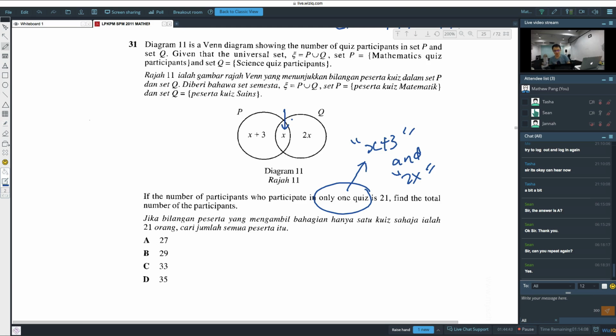So the question gives us the information that the participants in one quiz only is 21. That means x plus 3 plus 2x gives me 21. You solve the equation and you will get x equals 6. After you get x equals 6, you substitute 6 into your whole diagram. x plus 3 you will get 9, the x in the middle is just 6, the 2x becomes 12. And all the numbers you add together, you will get 27. This is how I do it. Okay, do you understand, Sean?